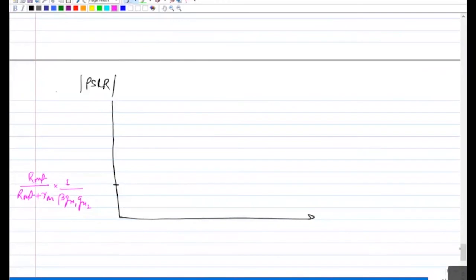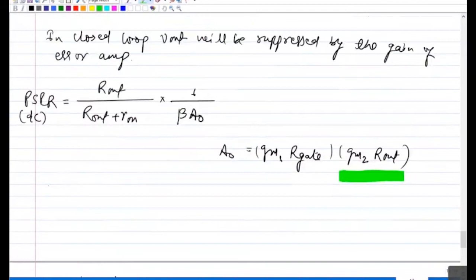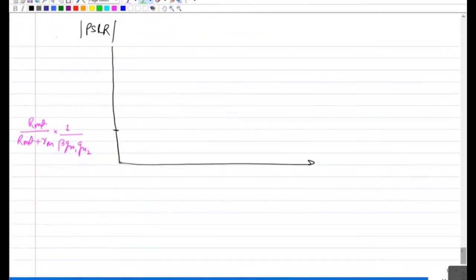And this beta A naught, don't get confused with the loop gain here, because loop gain here is only the gain of your error amplifier. So A01 beta A1 will be your loop gain, but in this you are getting an additional factor of GM R out. That's why I have written A naught again here, which was the loop gain of your PMOS case. GM1 GM2 R gate. So we need more space.